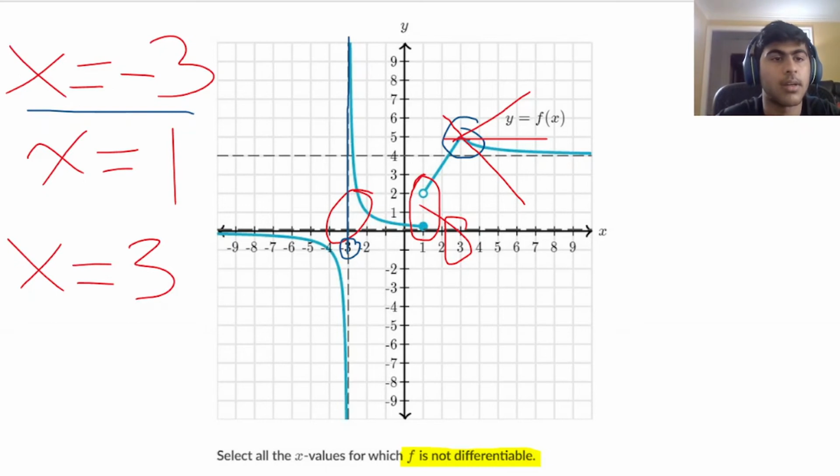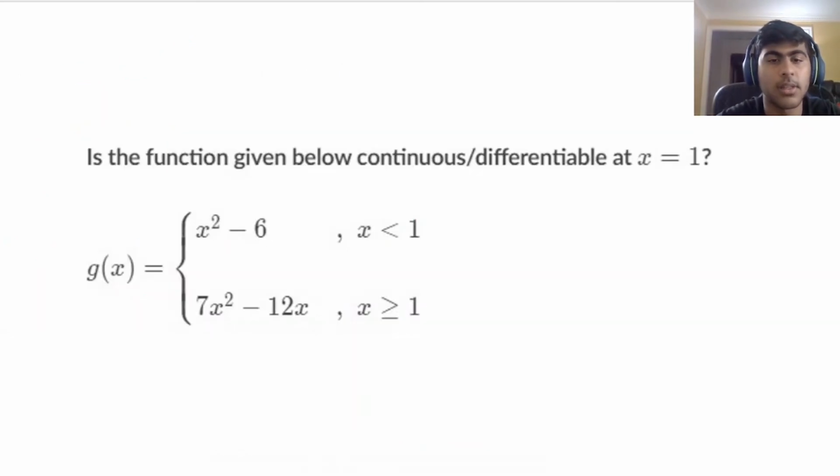All right, now that is it for the graphs. Let's move on to just dealing with some functions. All right, so we're asked if the function given below is continuous / differentiable at x equals 1. But actually, for the purpose of this question, we're not going to care about this part involving is this function differentiable, right? We're just not going to do that because we haven't figured out how to take derivatives yet, which is going to be the next part.